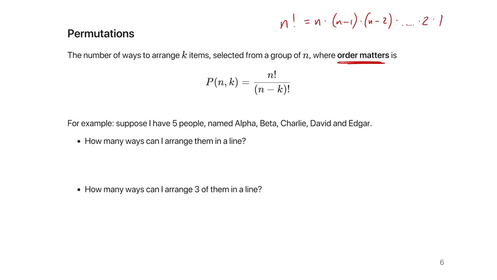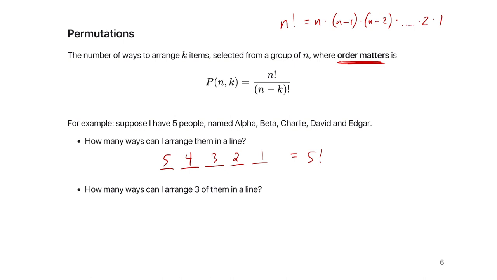Okay, so for example, suppose I have five people named A, B, C, D, E, essentially. How many ways can I arrange them in a line? Well, the way I like to do this is draw five little blanks. And so how many options do I have for the first person in line? Five, right? It could be any of these five people. Now, how many options do I have for the second person in line? Four. It could be anyone except for whoever I chose to be the first one. And similarly for the third person, it's three. It could be anyone except for the first two, then two, and one. And that gives me five factorial.